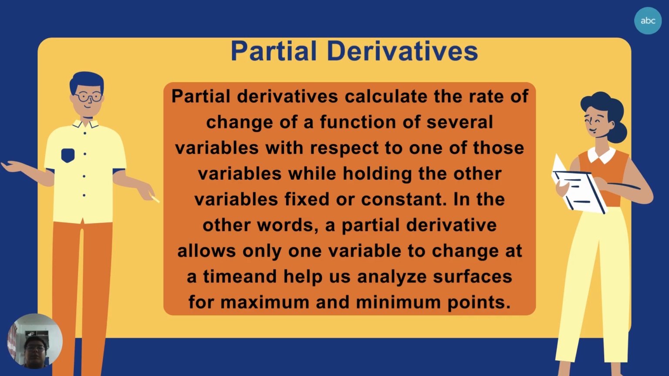Okay, what is partial derivative? Partial derivative is to calculate the rate of change of a function of several variables with respect to one of those variables while holding the other variables fixed and constant. In other words, a partial derivative allows only one variable to change at a time and helps us to analyze the surface of maximum and minimum points.